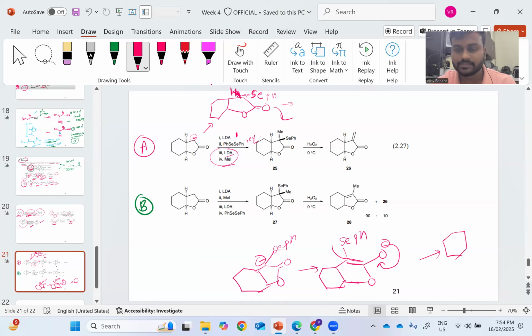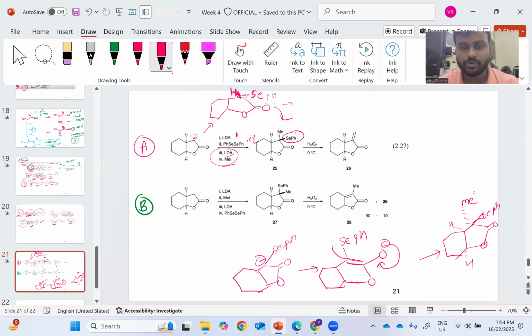So the SePh now comes in the same plane with the, sorry, above the plane to the methyl, because these hydrogens are exo hydrogens. Whichever incoming group is newly added on such systems, that will come on the exo side. So that's why if you do the sequence like LDA plus PhSeCl followed by again LDA and methyl iodide, the SePh will be on the above side.